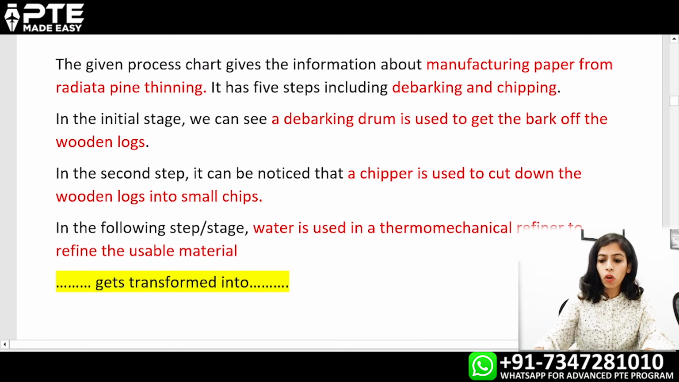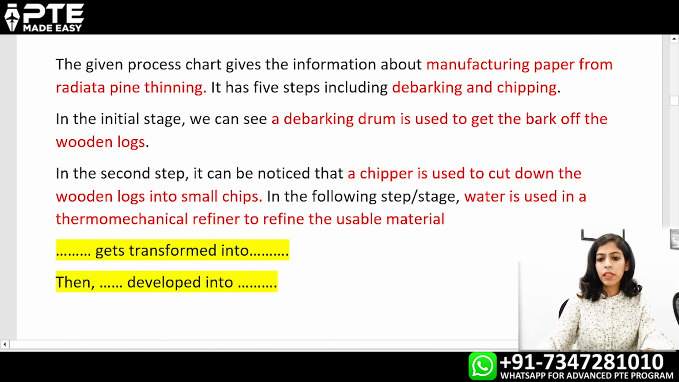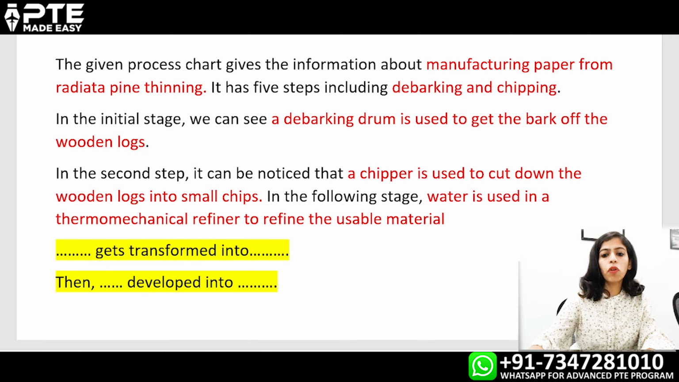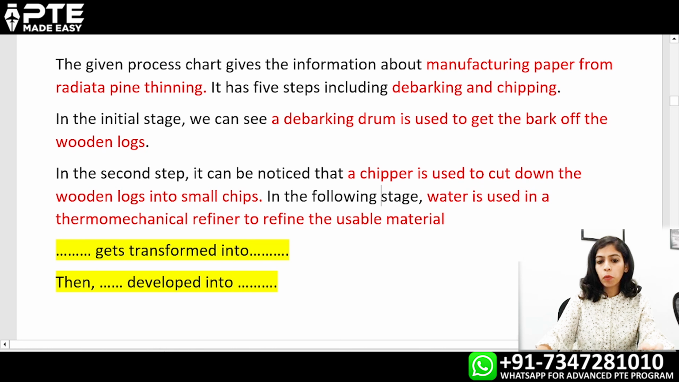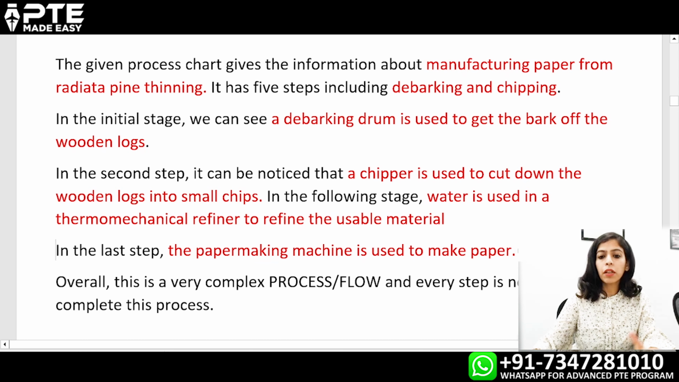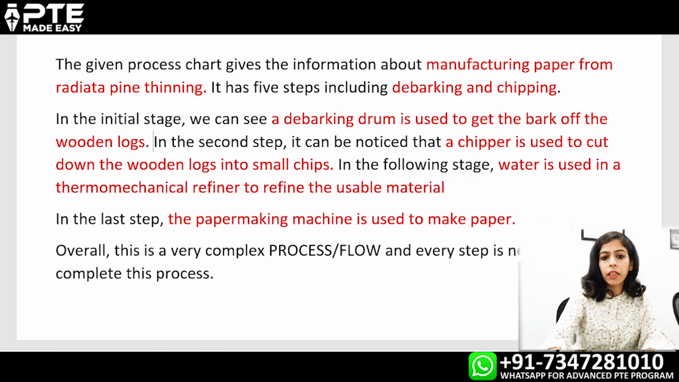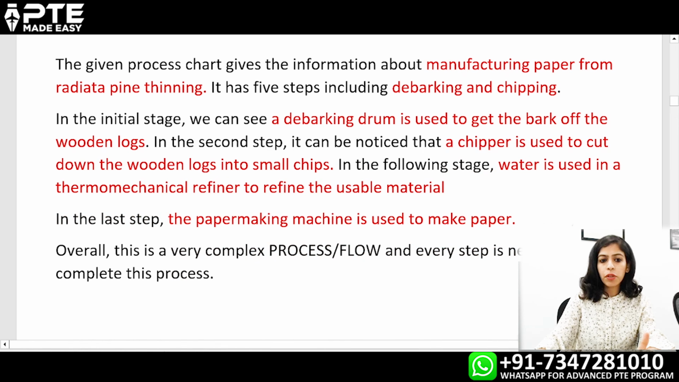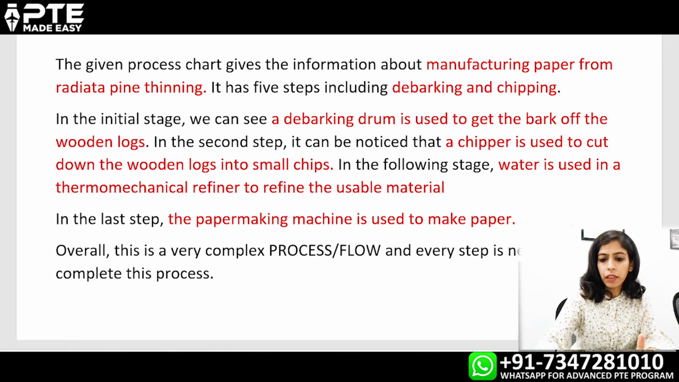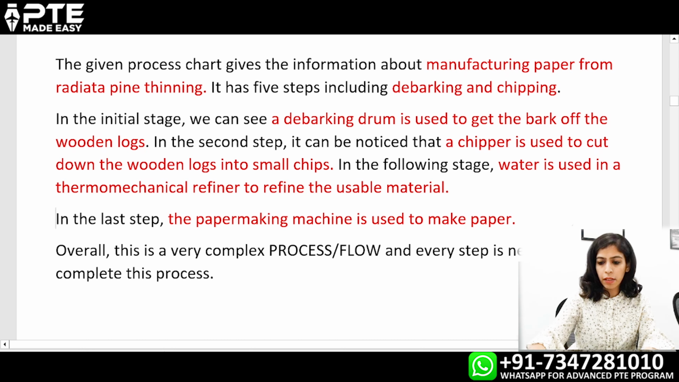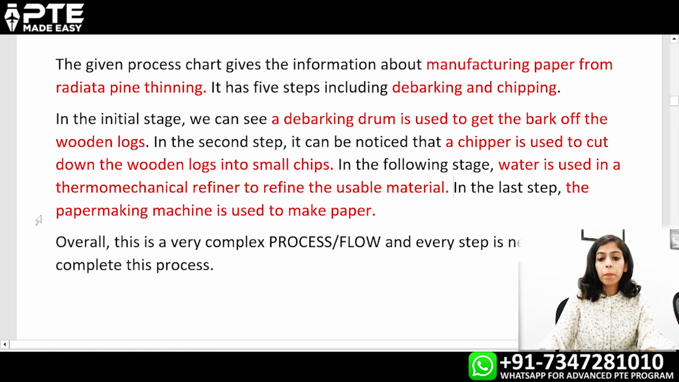Afterwards, we can say in the following step, or in the following stage, water is used in a thermomechanical refiner to refine the usable material. So we can simply say this in the second last step. In the following stage, water is used in a thermomechanical refiner to refine the usable material. So this is the second last one. And in the last step, the paper making machine is used to make paper.